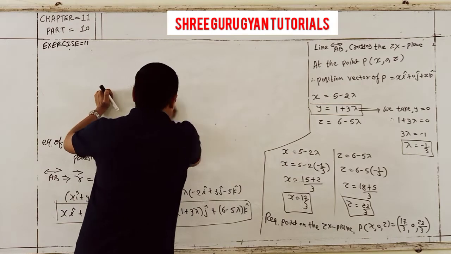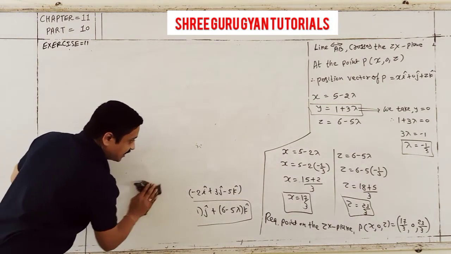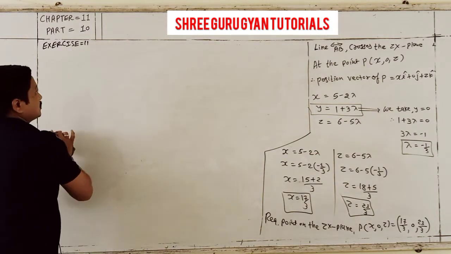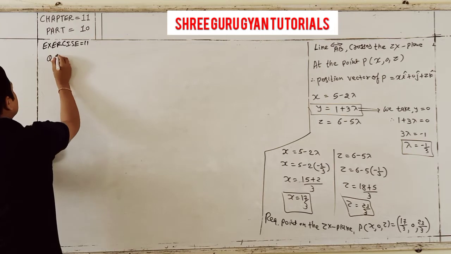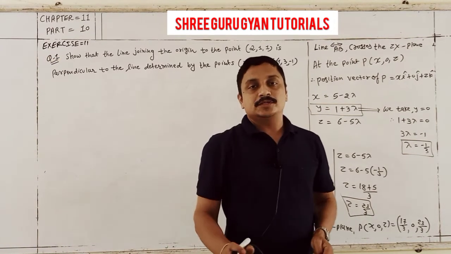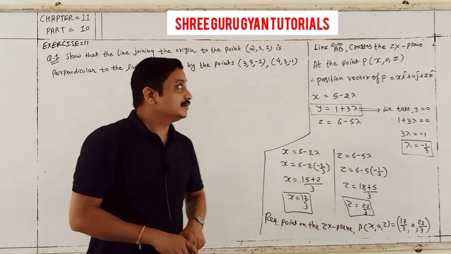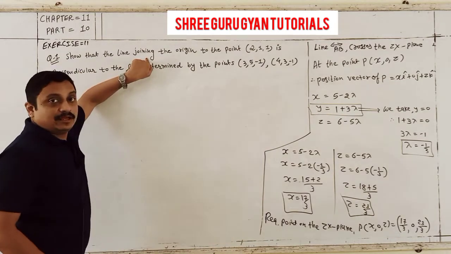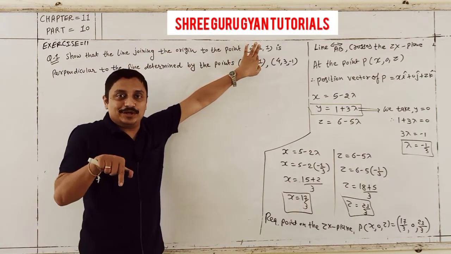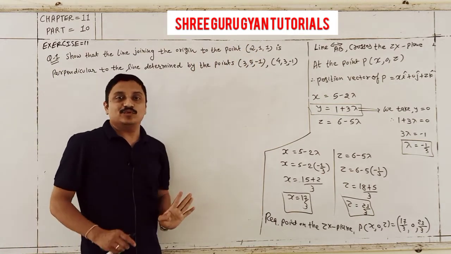Now students, continue ahead. In the first questions, that is also very easy. But now students, in exercise 11, almost all points are revised one by one over these questions. So in exercise 11, question number 1: Show that the line joining the origin and the point 2, 1, 1 is perpendicular to the line joining the points 3, 5, minus 1 and 4, 3, minus 1.